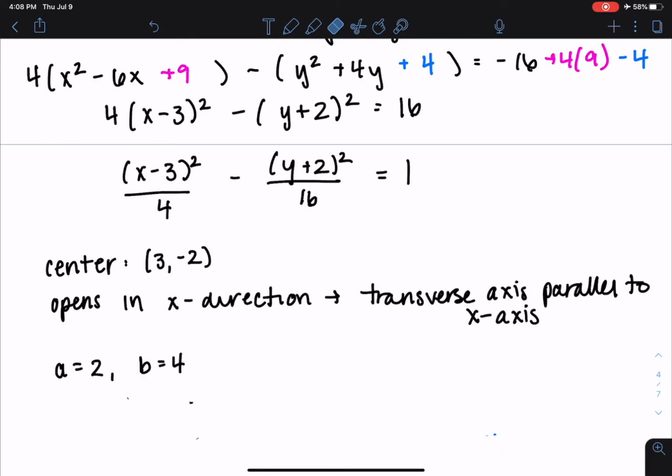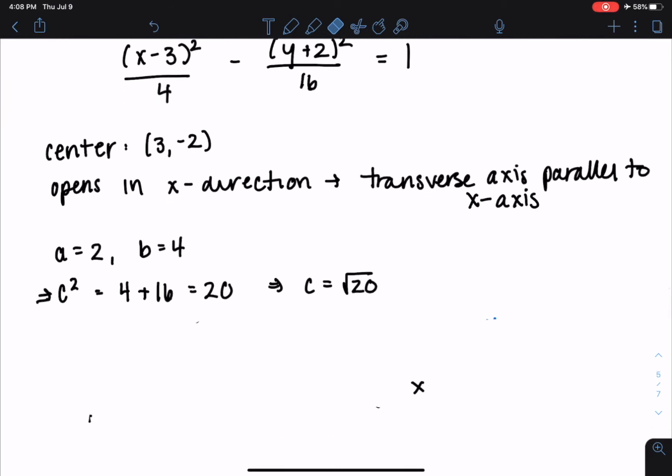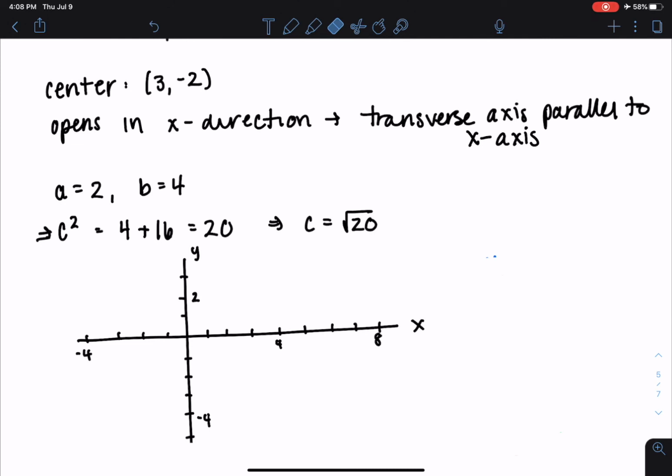That value of a is going to tell me how I move left and right. And then from this, I can figure out what c is. So it's a squared plus b squared. So we get c is equal to root 20, which you can simplify, but you don't have to. So now I'm going to start plotting things and then come up with all these extra equations that I wanted. First thing we're going to do is plot the center, which is at 3, negative 2. Everything is going to move off of this center point. So we're going to draw in some ghost lines to help us out.